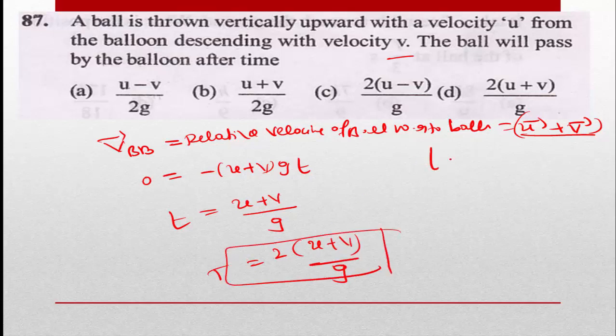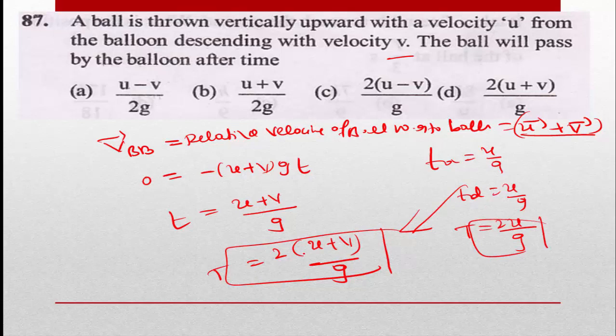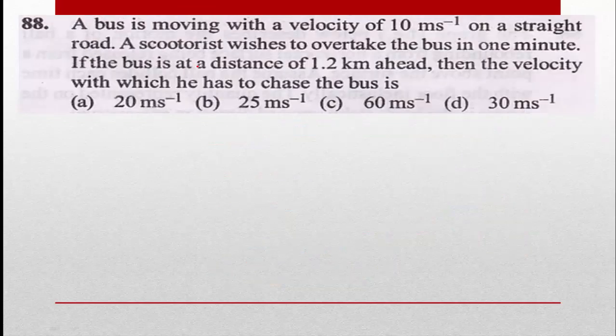You know the formula. Time of ascending is equal to u divided by g. Time of descending is equal to u divided by g. The total time of flight is 2u divided by g. On the basis of this formula, you can solve this problem. That is t is equal to 2 into u plus v divided by g. Option B is the right answer for this question.